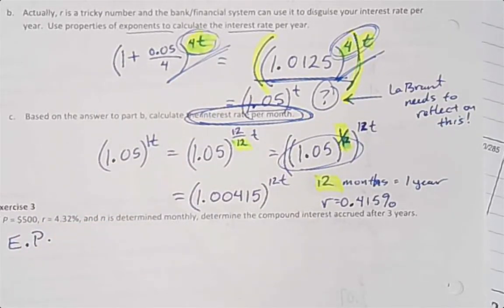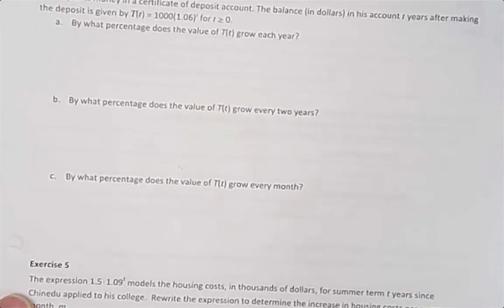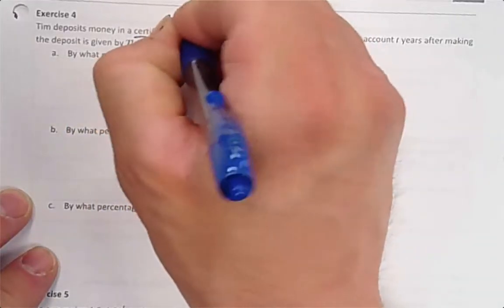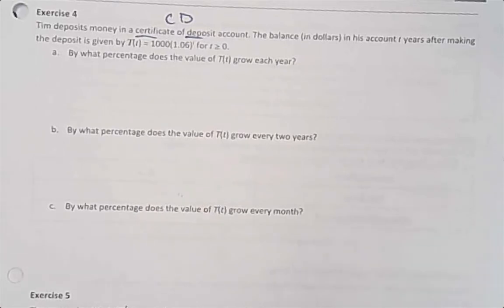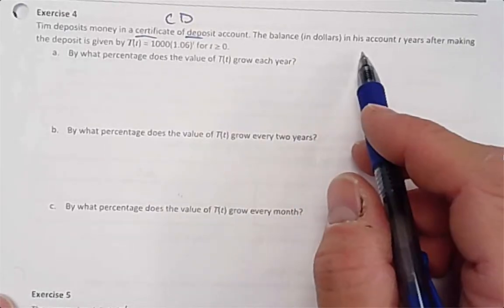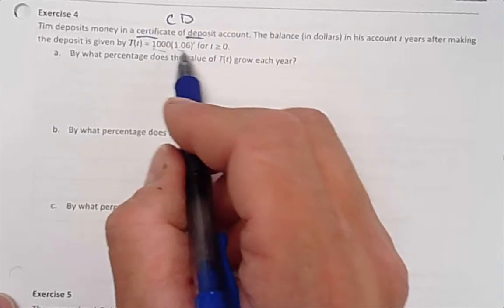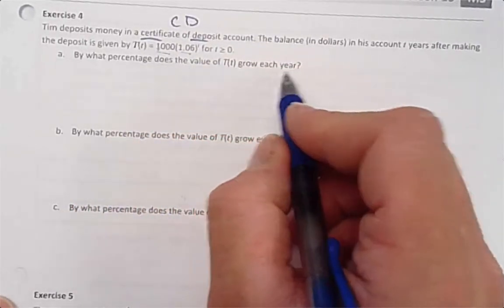And you know you don't get points if you don't get it done. I'm going to go to 27. Tim deposits money, a certificate, a CD, certificate of deposit. So this one gets you a little bit more money. The interest rate's a little bit better, like 6%, 7%, although in years past it's gone down. The balance after making the deposit is given by initial value, growth rate to the power of t. So by what percentage does the value of t grow each year?